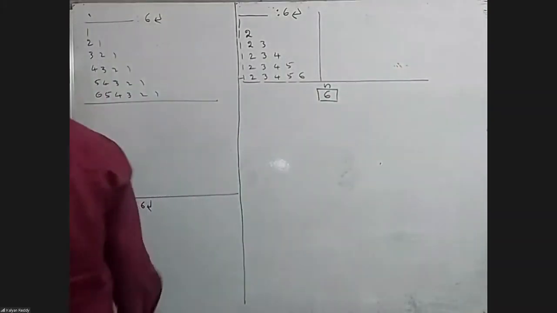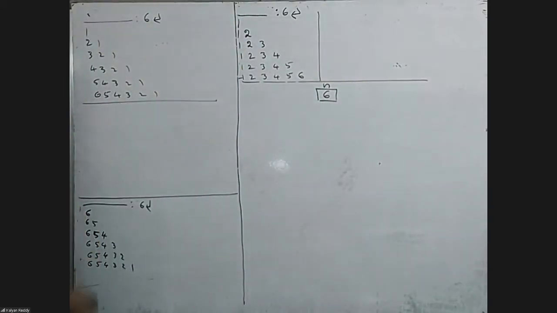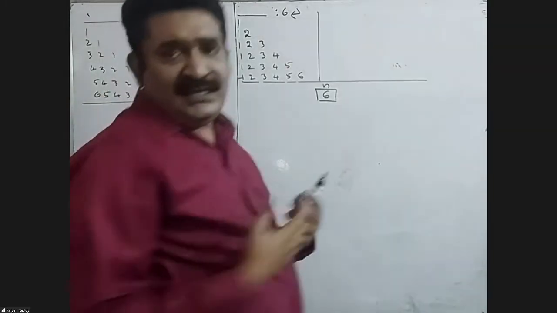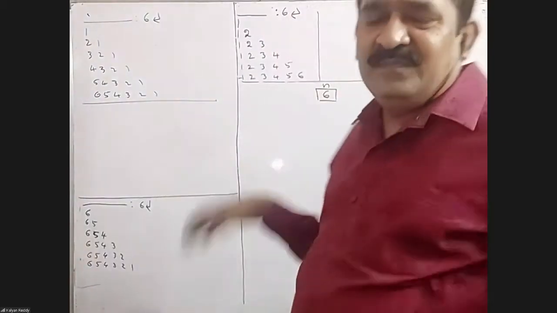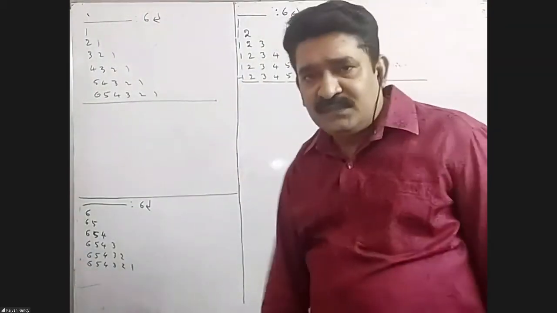Here also 6 lines, 6 lines. First line one number, one number. Second line two numbers, two numbers. Third line three numbers, three numbers. The similarity is that the number of lines is the same, and the number of numbers in each line is also the same.